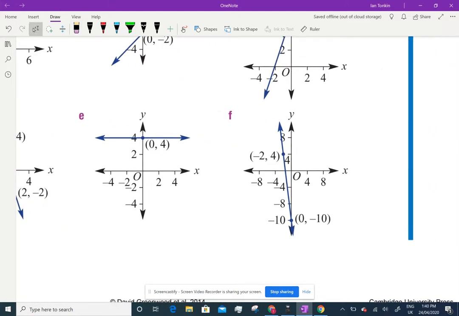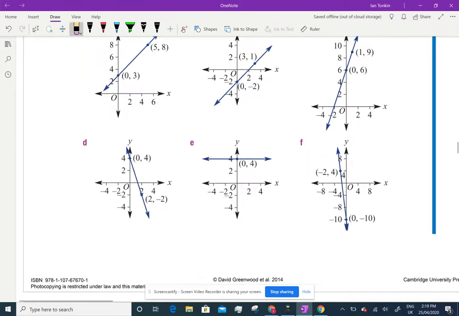This one here, this one has a 0 gradient. And it's just a straight line. And when you get a horizontal line or a vertical line, it's either x equals or y equals. So this one is just y equals 4. It doesn't matter what the x value is. What's the x value there? 4. What's the y value? 4. What's the x value there? 2. What's the y value? 4. What's the x value here? Negative 2. What's the y value? 4. What's the x value here? Negative 4. What's the y value? 4. Y equals 4.